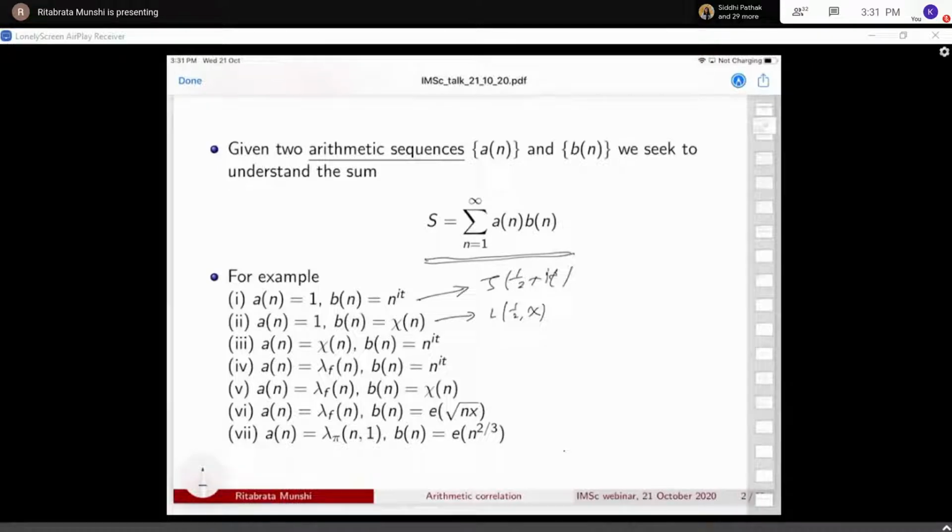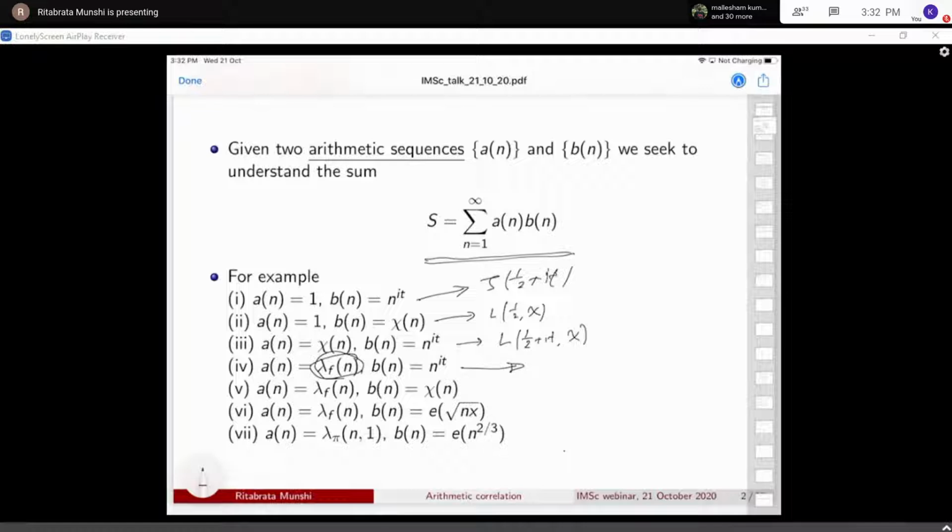Or you may be looking at a_n to be chi(n) and b_n to be n to the power it. This corresponds to L-functions where you are interested both in the t aspect and the level aspect for the Dirichlet L-function. Or you may take a_n to come from a higher rank group, like a Fourier coefficient of some modular form, say lambda_f(n), or a Fourier coefficient of a Maass form. Lambda_f(n) for me are normalized Fourier coefficients.